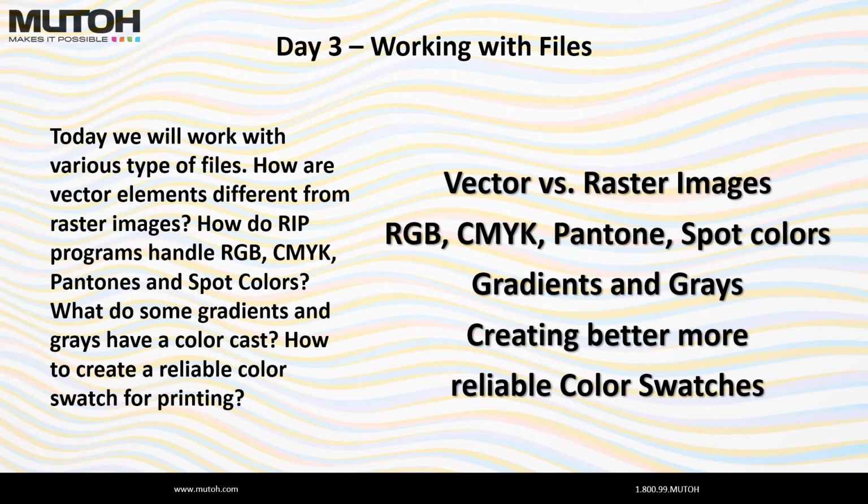Day three gets even better. I'm going to show you how to work with files. What's the difference between vector and raster images in terms of color printing? RGB, CMYK, Pantone, spot colors. What is the big deal there? How do you fix those things? Which one should I be using? And then we're going to talk about those nasty gradients and grays that aren't coming out right. You know what I'm talking about, the pinkish color, the color cast, the greenish gray. Okay, we'll fix that. And then we're going to create better, more reliable color swatches. We'll show you how to make those in FlexiSign. It'll apply to any software. But we're going to show you how to make a good color swatch that you can use anytime you need it to get good prints.